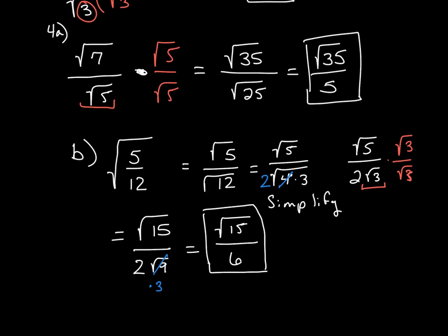Now, a common mistake here is to try to simplify. You can't, because the 6 is outside the radical, the 15 is inside the radical, so you cannot simplify that fraction.